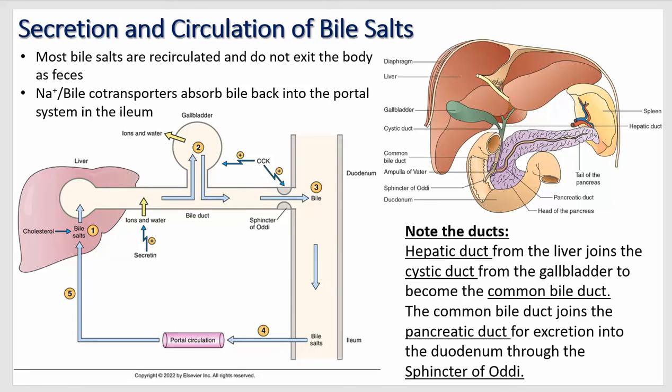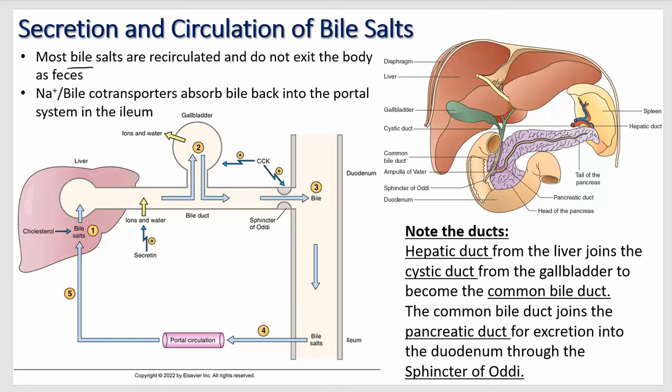We try to reabsorb those. I'm sure some get lost in feces, but we try to reabsorb them because they're useful and they serve a function. Most bile salts are recirculated and do not exit the body as feces. Sodium bile cotransporters are responsible for that. They absorb that bile back into the portal system in the ileum, which is late in the small intestine, which is handy because that way those bile salts remain in the intestine and ride along with the fat, continuing to emulsify it so enzymes can break it down.